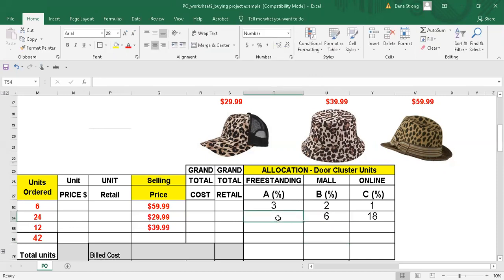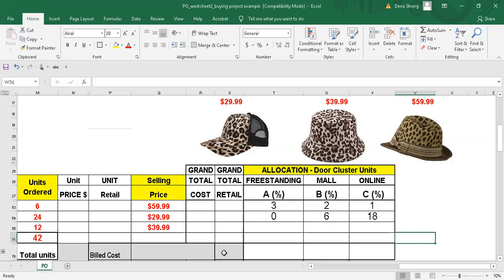And then I am not going to put any of these in the flagship store because this hat does not suit the flagship customer, the freestanding store customer. If this customer wants this hat, they will probably more than likely go online to look at it.